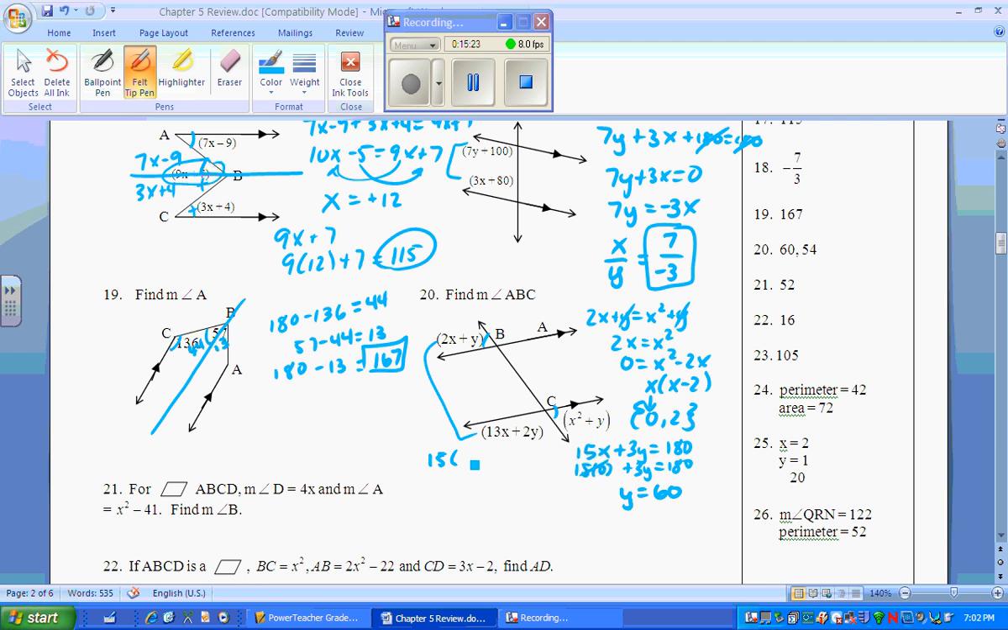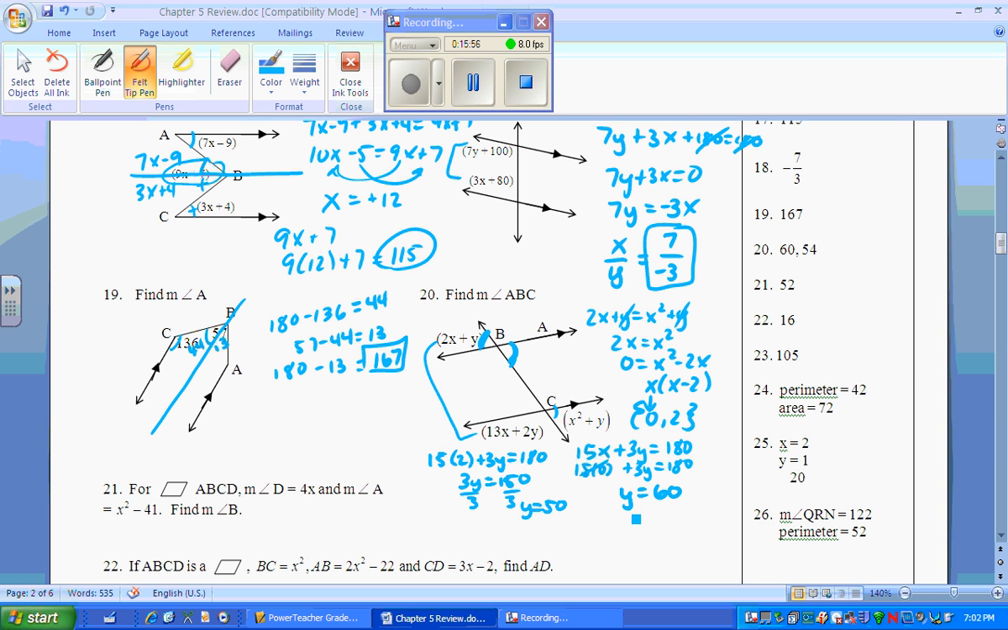When x equals 2, we get 30 here. Minus it over. 3y equals 150. Divide that by 3. Y ends up equaling 50. We want to find this angle here. It's the same as this angle here. So when x is 0, y is 60. And when x is 2, y is 50.